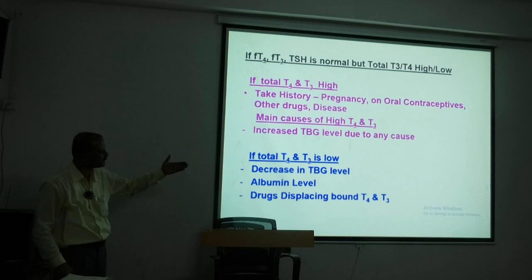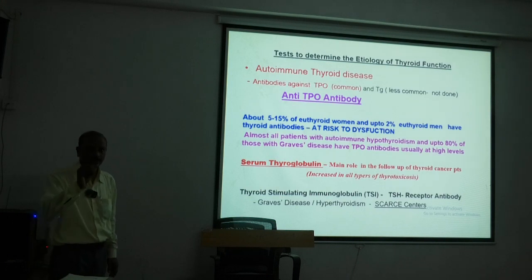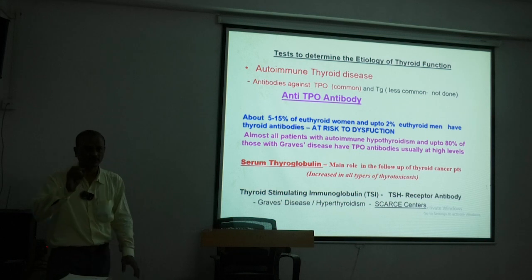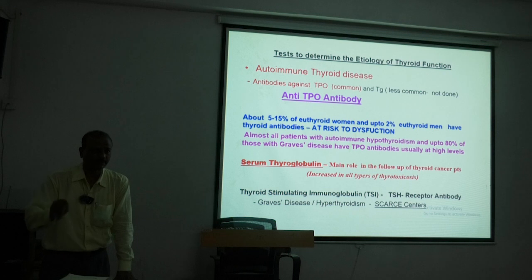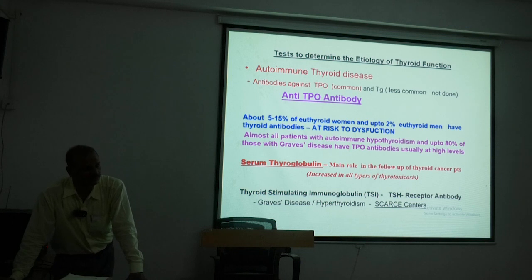Similarly, if the total T4, T3 is low, there is decreased TBG level due to any cause, albumin level, or drugs displacing T4 and T3. Now, since you will be handling autoimmune thyroiditis, autoimmune goiter, if you diagnose a case of hypothyroidism, don't forget to measure anti-TPO antibodies. That is an essential part of the investigation that you must do.